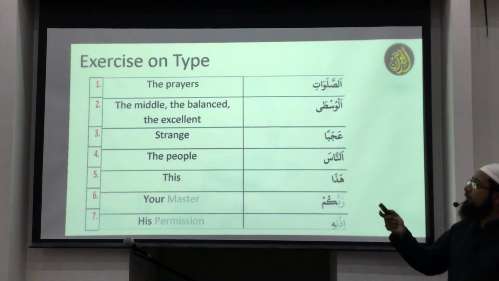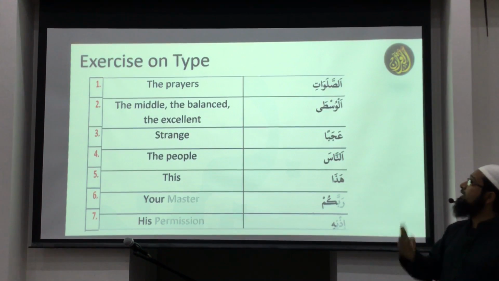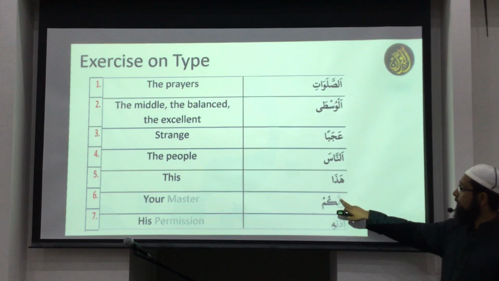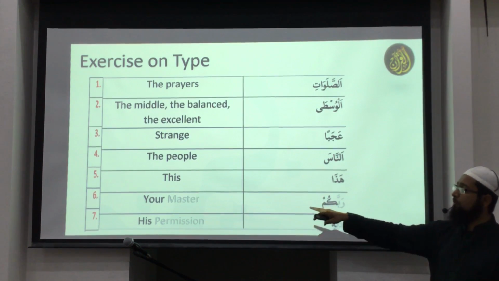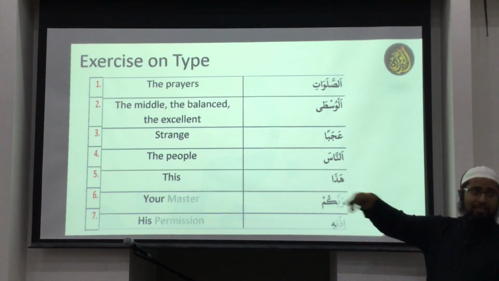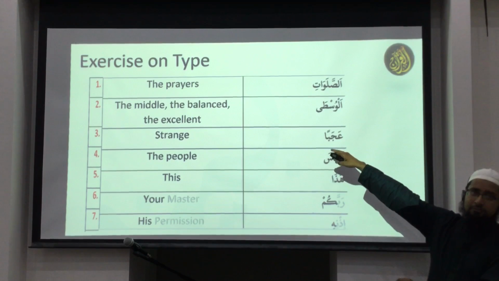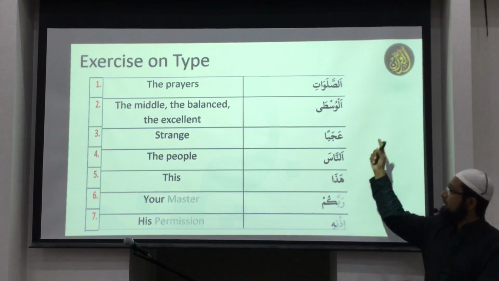So just tell me whether these are proper or common: as-salati, al-usta, ajaban, an-nasa, haza. And don't worry about the gray part, just the bold part, like rabbukum, your master, your, his. So just write down on your piece of paper, is one proper or common? Proper. Why proper? The al is there, okay.